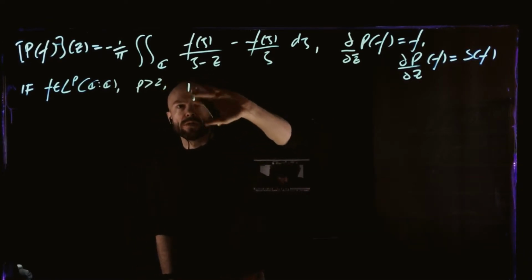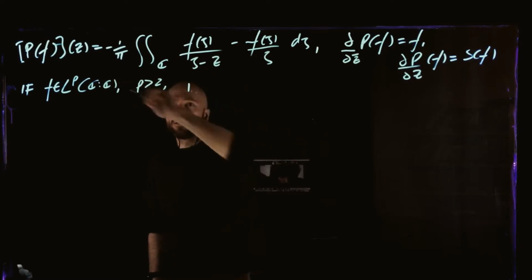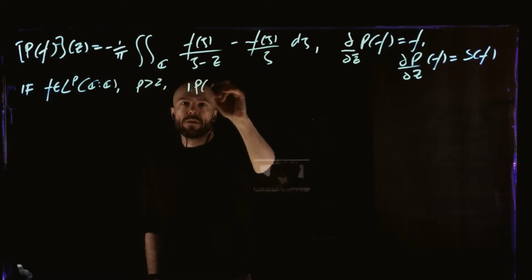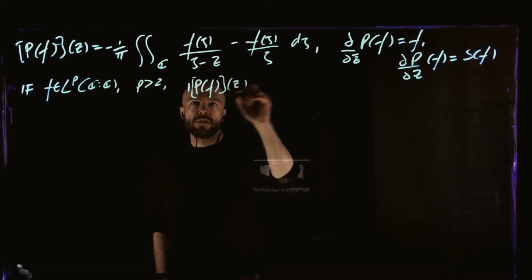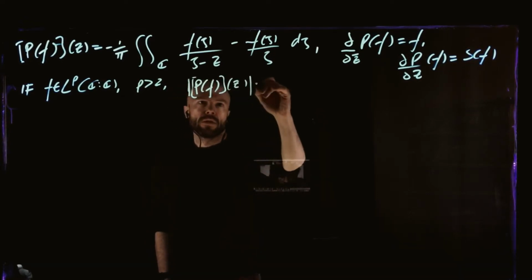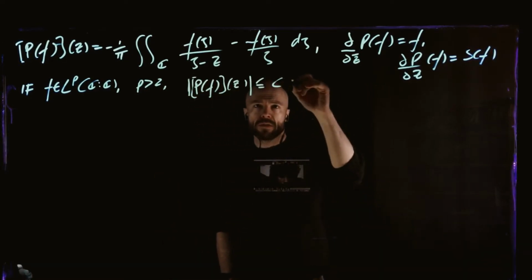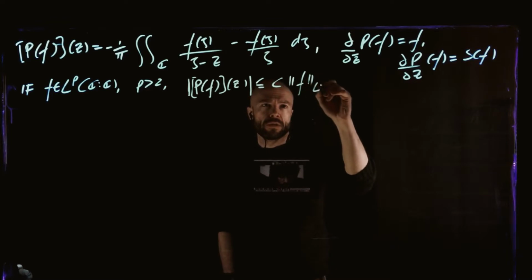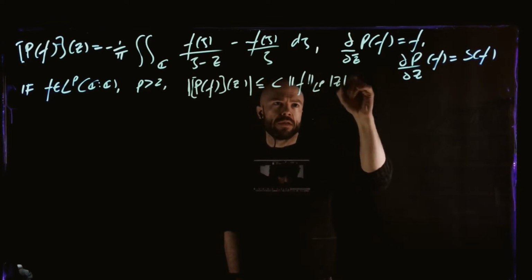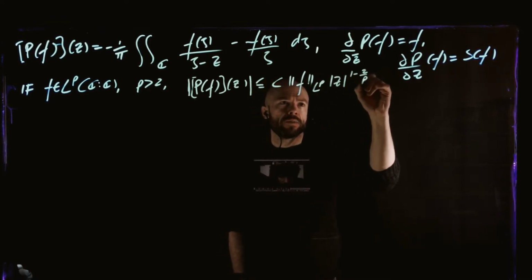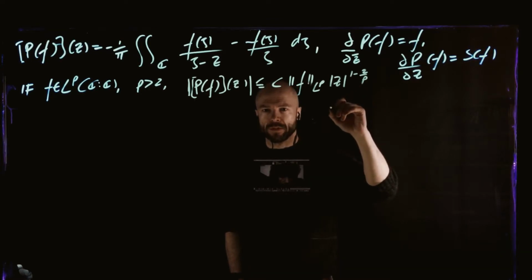take the sup norm of this thing. If we take this thing acting on z itself, then it's less than some fixed constant times the LP norm of f times z to the 1 over 2 minus p. Right? That's what we established.